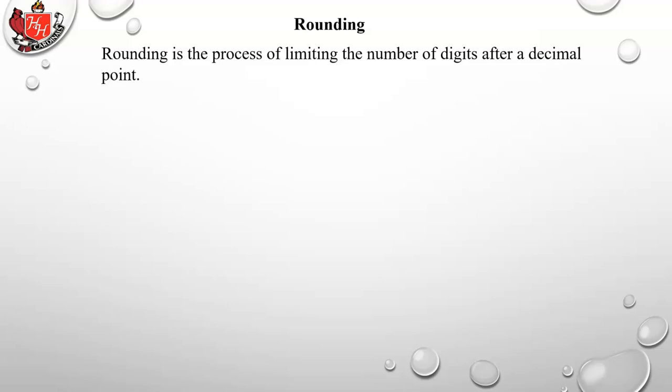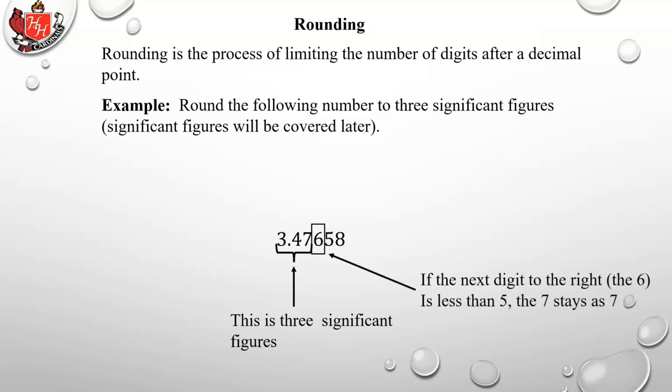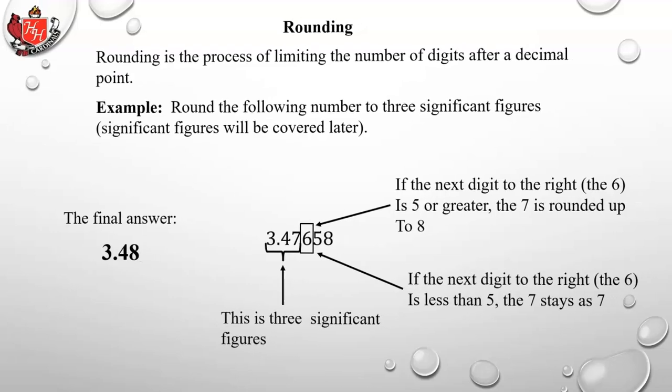So rounding is a process of limiting the number of digits after a decimal point. For example, rounding the following number to three significant figures, 3.47658, you would come up with those three digits, and the 6 would round the 7. The 6 is the rounding digit, and it would round the 7 up to an 8. So it's 3.48.